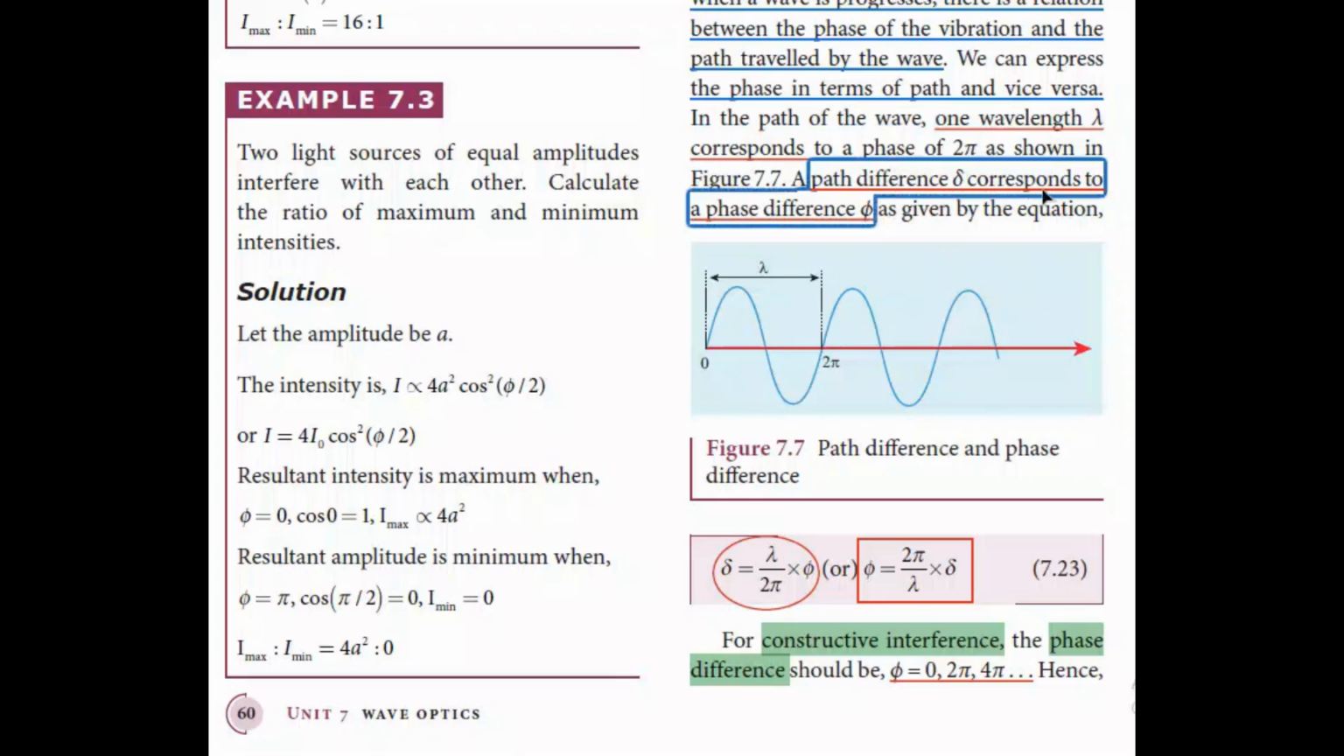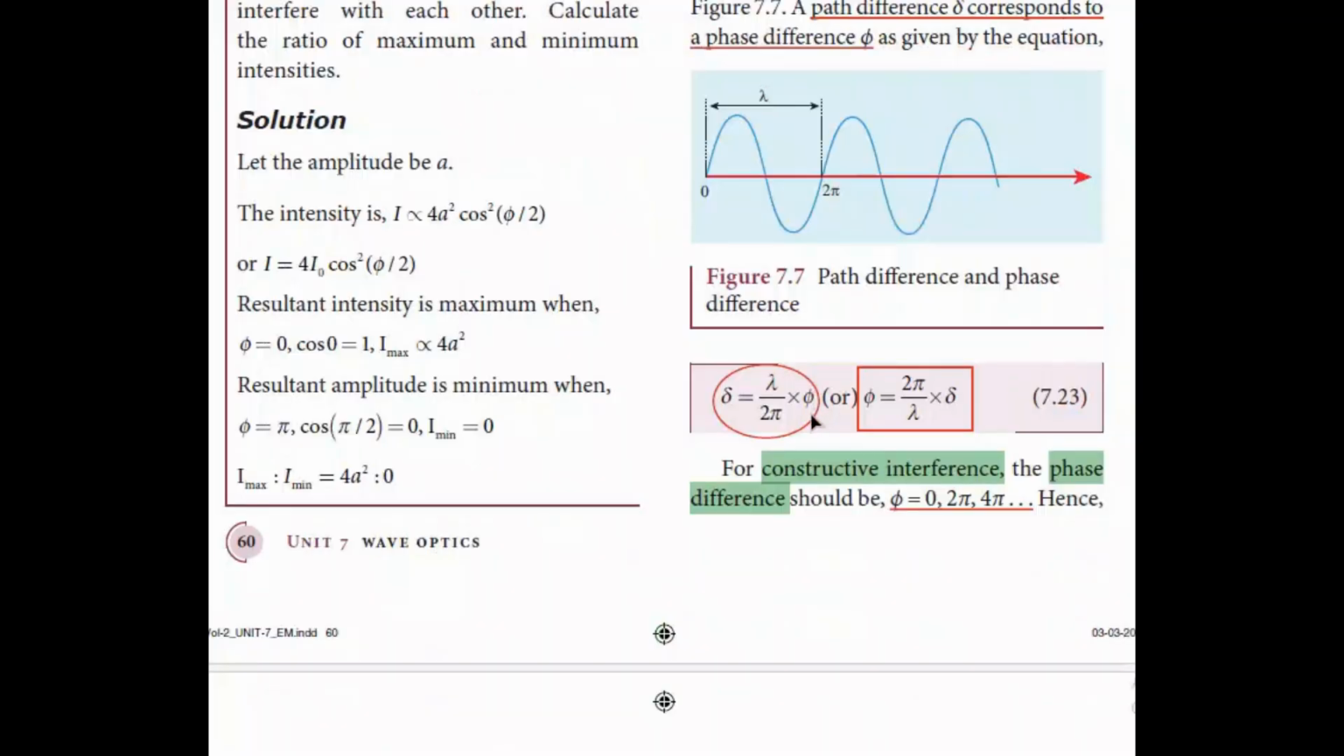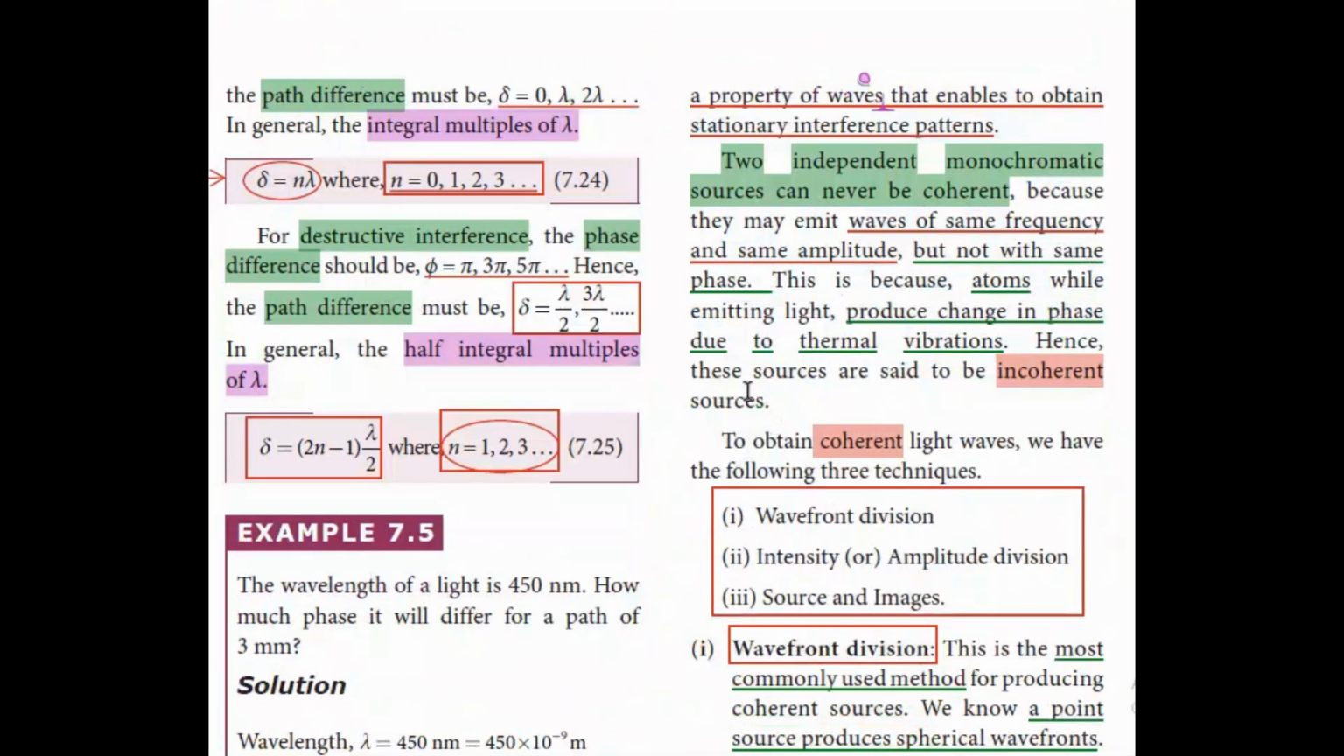A path difference delta corresponds to a phase difference phi, as given by the equation delta equal to lambda by 2 pi into phi, or phi equal to 2 pi by lambda into delta. For constructive interference, the phase difference should satisfy the condition phi equal to 0, 2 pi, 4 pi, etc. Hence the path difference must be delta equal to 0, lambda, 2 lambda, etc. So in general, it is the integral multiples of lambda. That is, delta equal to n lambda, where n is equal to 0, 1, 2, 3, etc.